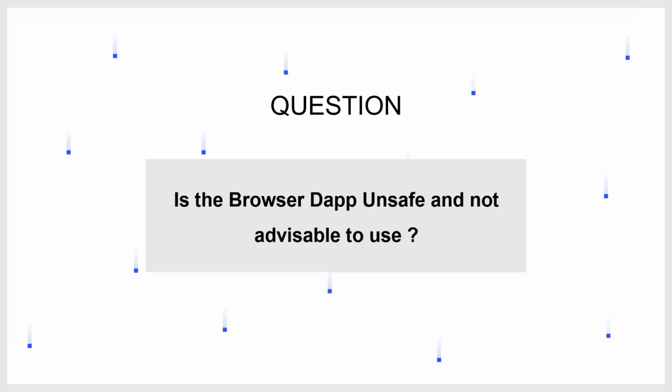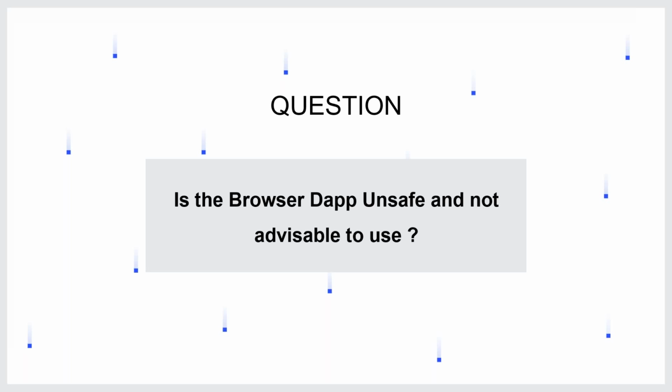Would you consider it completely unsafe? Well, I wouldn't say the browser Dapp is unsafe. As a matter of fact, this is more about the Electron Dapp than it is about the browser Dapp, in the sense that the Electron Dapp happens to be safer than the browser Dapp. That is not to mean that the browser Dapp is unsafe.